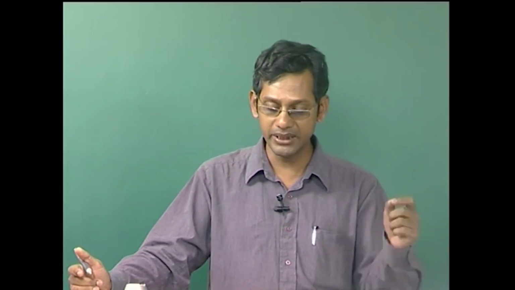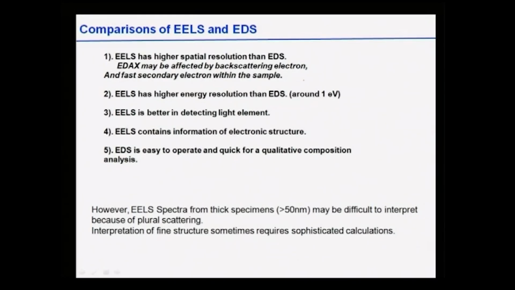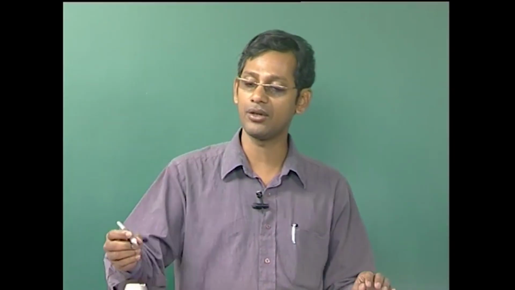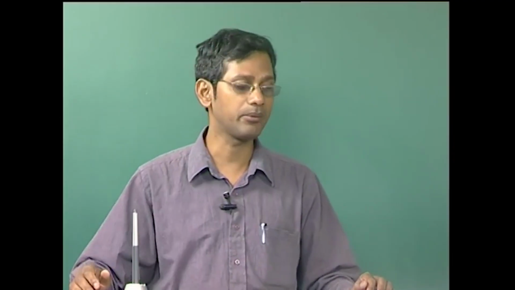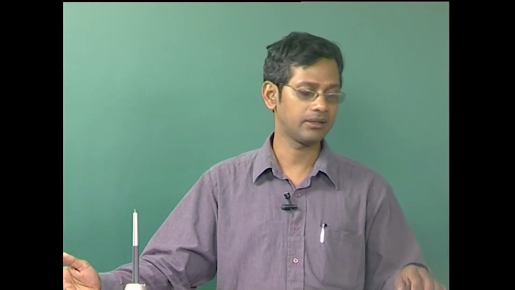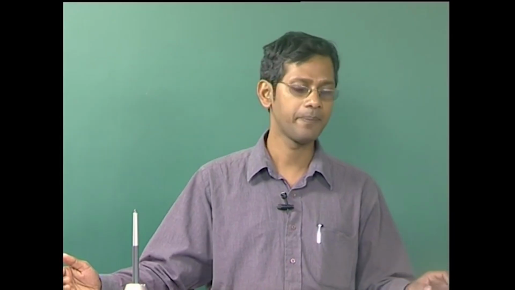However, EELS spectra from thick specimens may be difficult to interpret because of the multiple scattering which I have shown you. Interpretation of fine structure sometimes requires software and a lot of sophisticated calculations, which I could not show you because of time constraints. So with this I conclude this lecture. In the next lecture I am going to start with surface characterization techniques, mostly XPS and Auger spectroscopy, and move on.